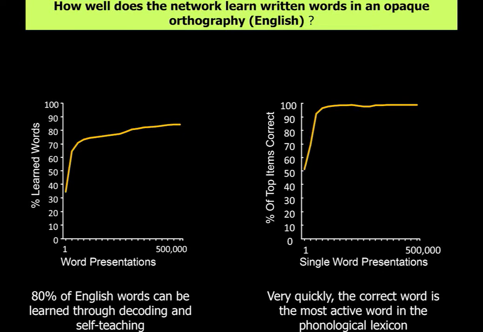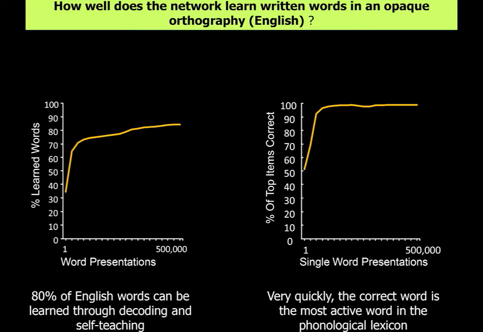So words like yacht, the boat on the lake. These words have to be learned by other means, and they will be learned by other means. In languages that are more transparent, German, Italian, Finnish, certainly even Portuguese, this rate will be much higher. The words you can learn through decoding will be much, much higher.